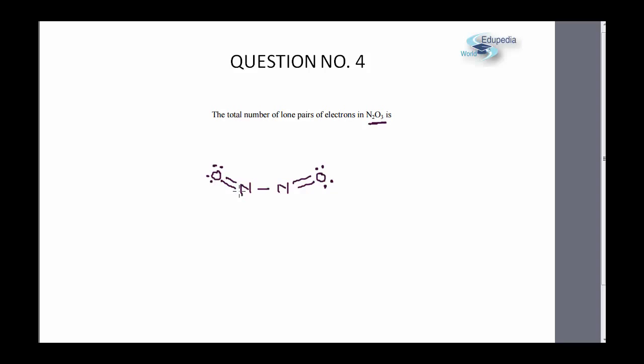Nitrogen has 5 valency electrons and we have already formed 3 bonds. So there will be 1 lone pair on this nitrogen atom, and in a similar fashion for this nitrogen atom also there will be 1 lone pair. Now so far we have only attached 2 oxygen atoms, and in the formula it specifically says that there are 3 oxygen atoms. Okay.